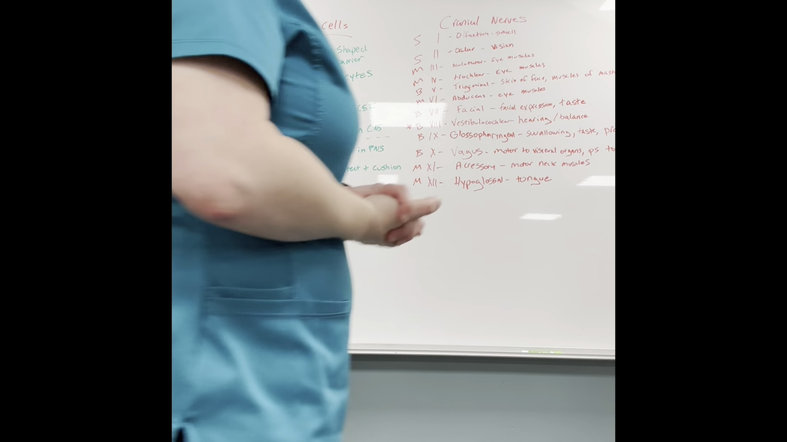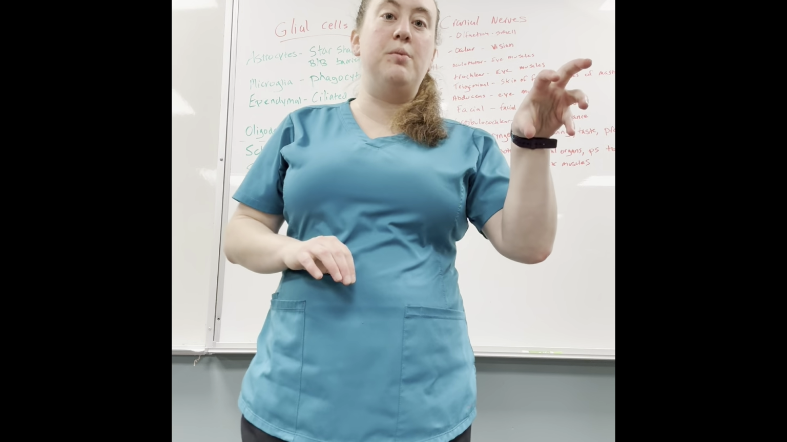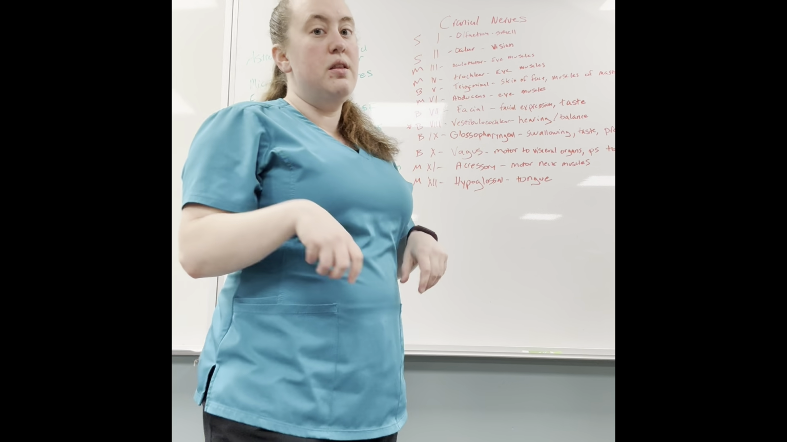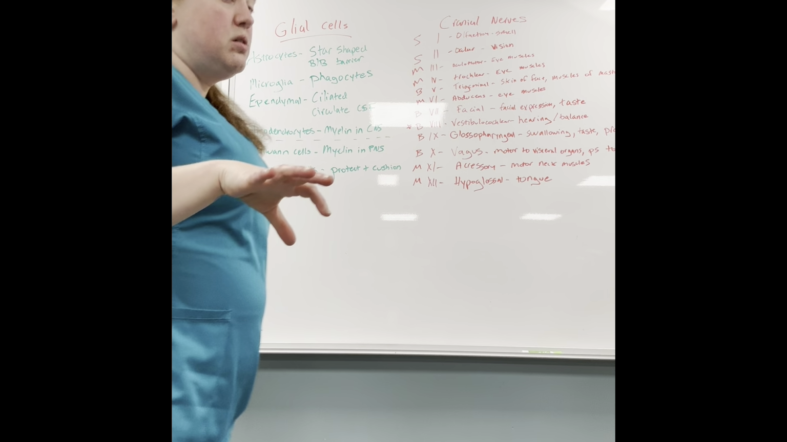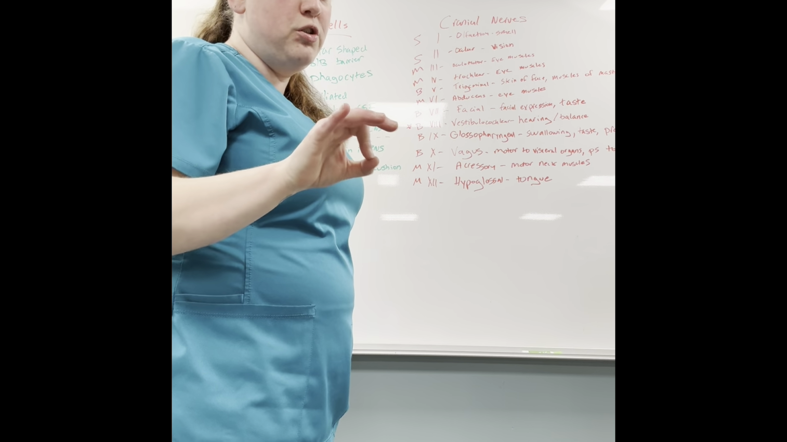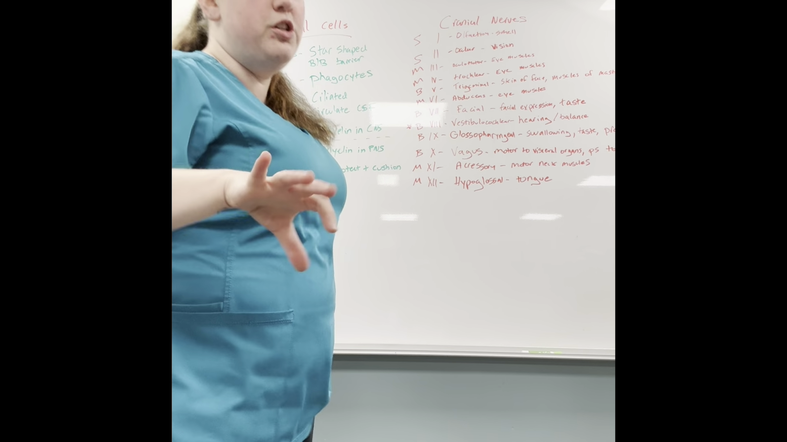All right, make sure you know about the autonomic nervous system. Remember, that's broken down into parasympathetic and sympathetic divisions. The sympathetic division uses adrenergic, so adrenaline neurotransmitters, and it's going to amp your body up.